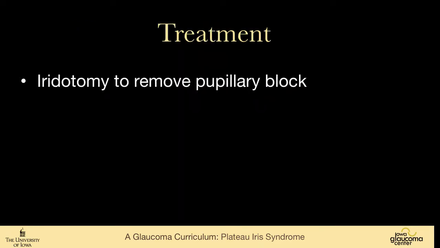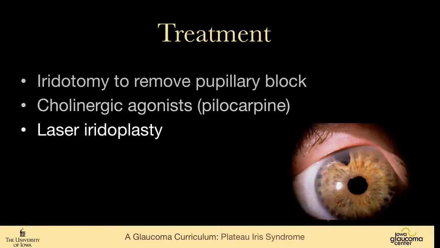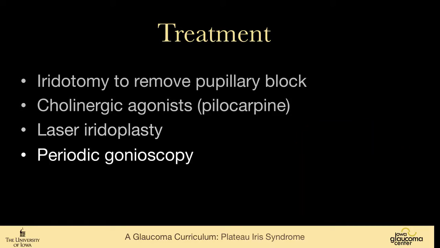Treatment, we do iridotomy, as I said before, to relieve the pupillary block. One can use cholinergic agonists like pilocarpine. Laser iridoplasty can be very effective in shrinking the iris out of the angle, and perhaps even shrinking the ciliary body back some. It's important to do periodic gonioscopy. These angles can become narrow again later on after one does iridoplasty.